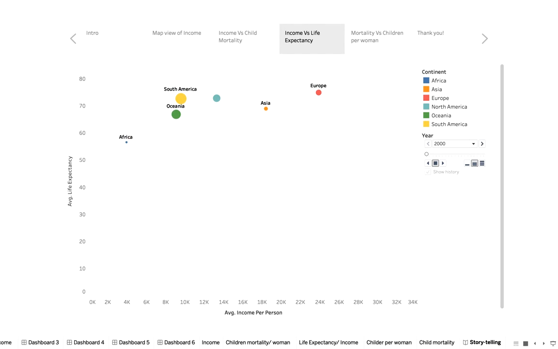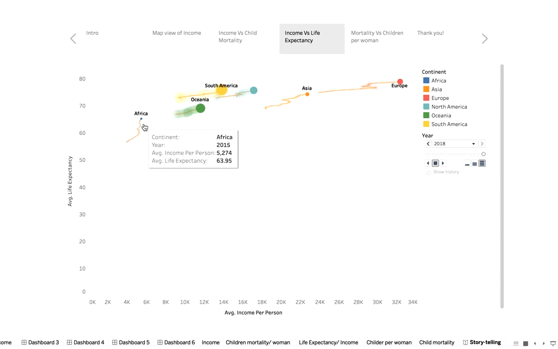As for life expectancy, we can see from the graph that at the beginning of 2000, Europe had the highest life expectancy, which was 74, and Africa was lower. And as time went by, we can see in this graph that Africa has changed a lot. Their life expectancy has gone up to 65, which means that the average income per person does influence life expectancy.